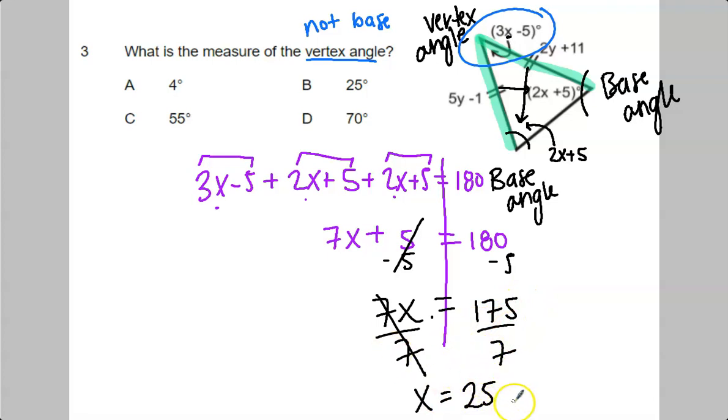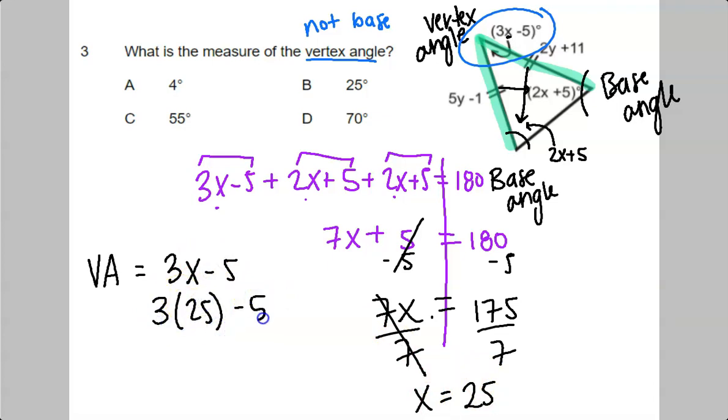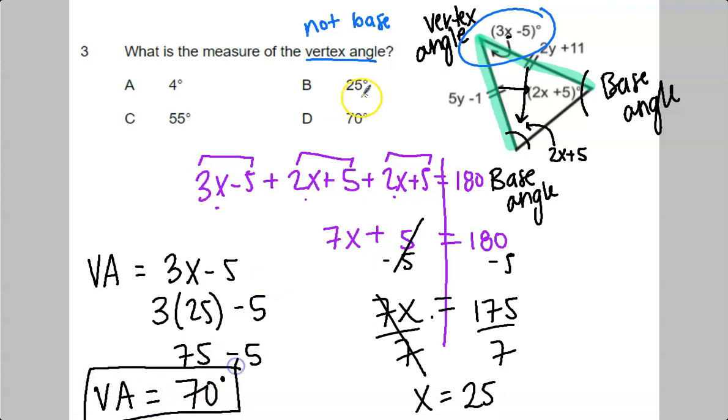Okay. But again, is this your angle? No. We need to find the vertex angle. Your vertex angle is equal to 3x minus 5. And if we know x is 25, we're doing 3 times 25 minus 5. 3 times 25 is 75 minus 5. So that means that this vertex angle is 70 degrees. That is your final answer. And so we see it right there, answer choice D.